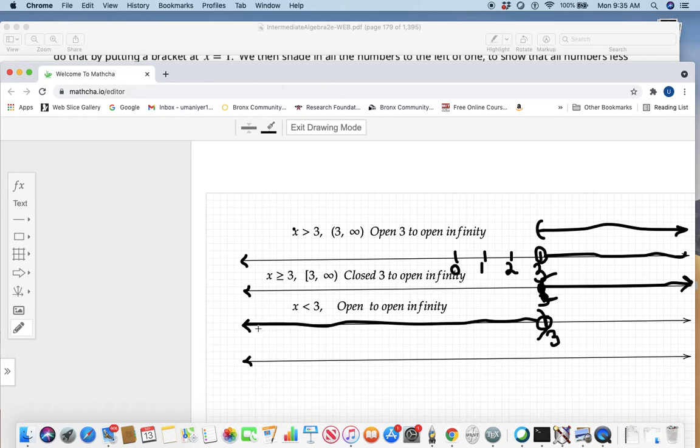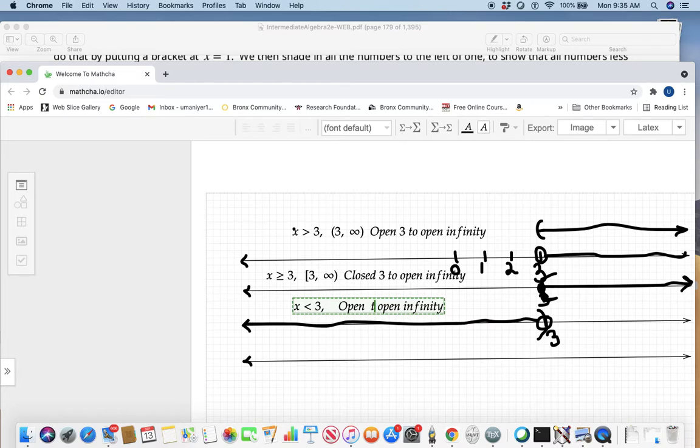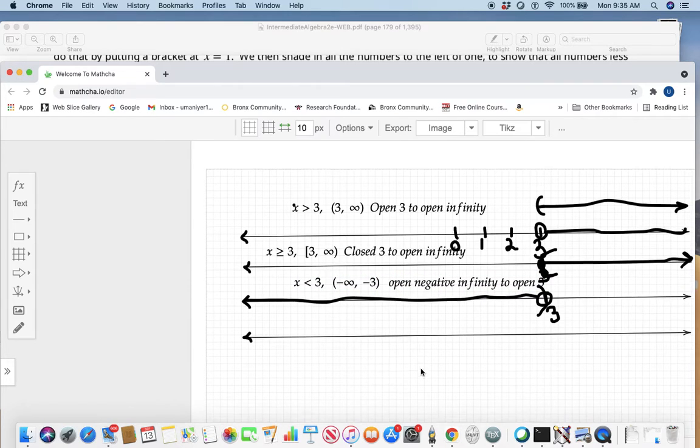Okay. So notice you always start from the left-hand number first. Well, you don't have a number on the left. Negative infinity is not a number. So open negative infinity to open 3. How do I write it in interval notation? Parenthesis, negative infinity to 3, right?